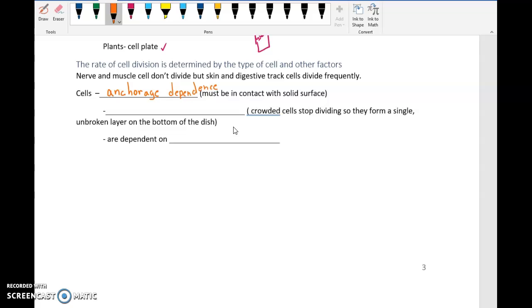Cells also exhibit density-dependent inhibition. And this just means if they get too crowded, they'll stop dividing. So a normal cell will stop dividing after they form a single unbroken layer on the bottom of a petri dish. And normal cells are dependent on growth factors, or they won't divide.